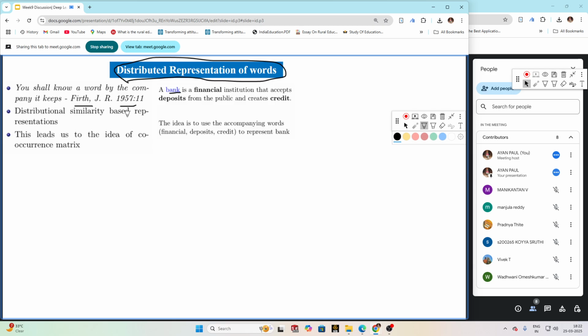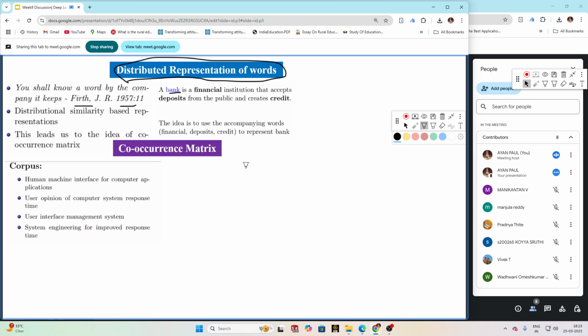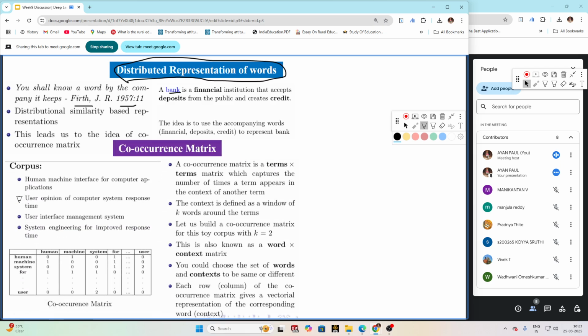So distributional similarity is based on this representation, and this leads to the idea of the co-occurrence matrix. What is this co-occurrence matrix? Again, this is our corpus, and in the co-occurrence matrix we have two terms: one is word, and the other is context. Both come from the same thing, the vocabulary set that we have just seen. Words will be on the rows and context will be on the columns, and by that we make a table.